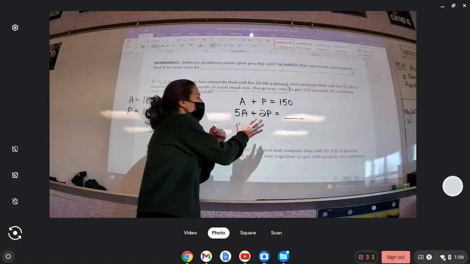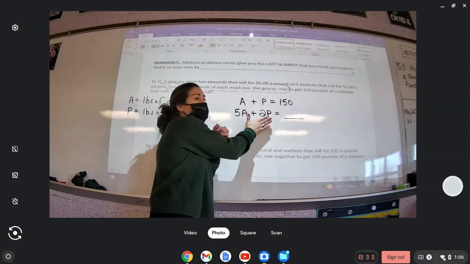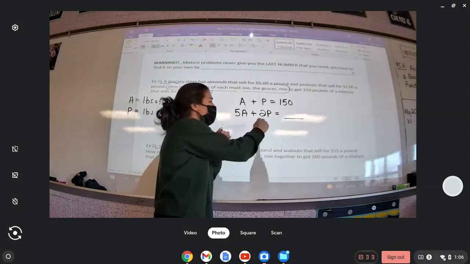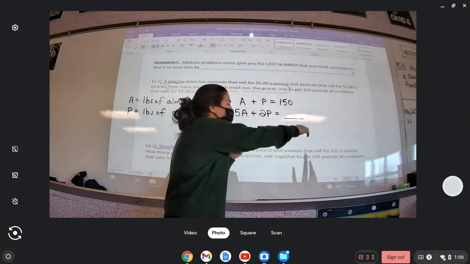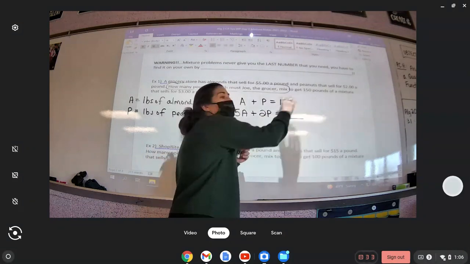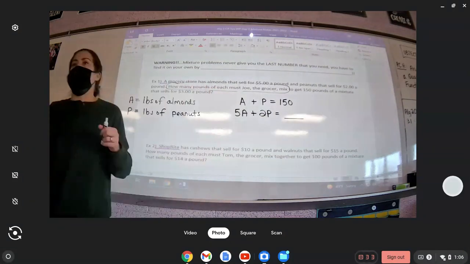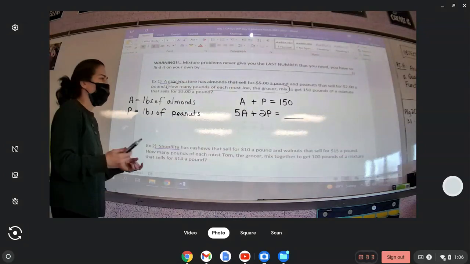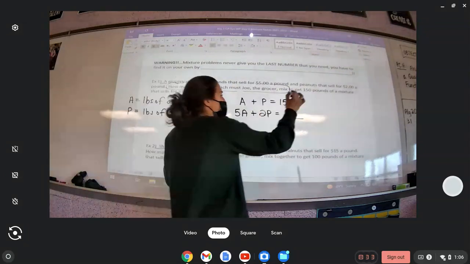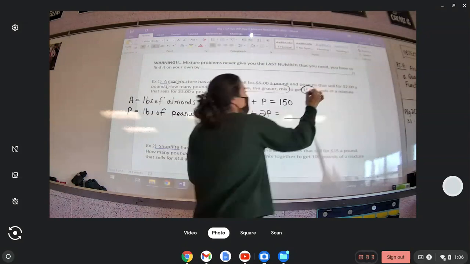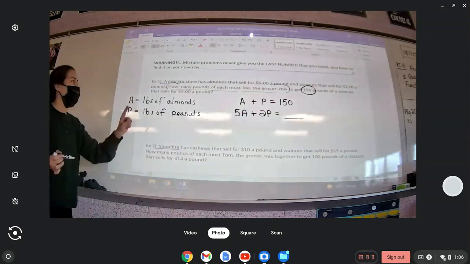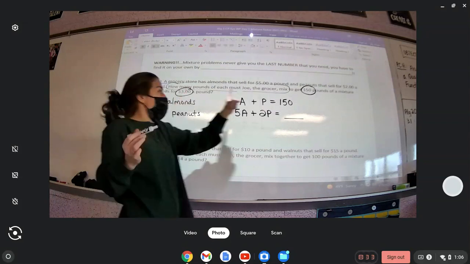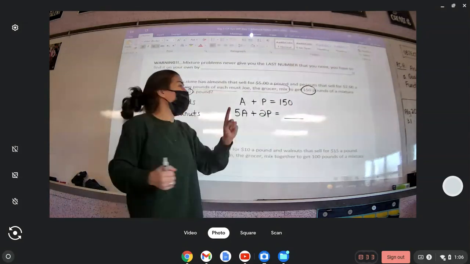So guys, think about it. This is how much money the end mixture is worth. We're going to use $5 per pound of almonds plus $2 per pound of peanuts, and that's going to equal some total amount of money. So you have to figure out how much money the end mixture is worth. Well, guys, how big is the end mixture? 150 pounds, and what's every single one of those pounds going to sell for in the end? So that's $3 per pound, 150 pounds.